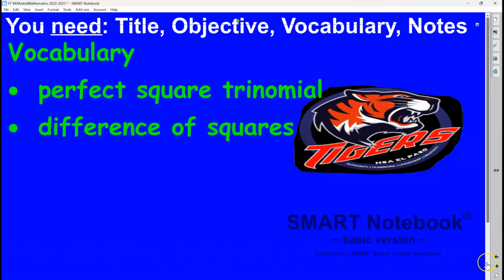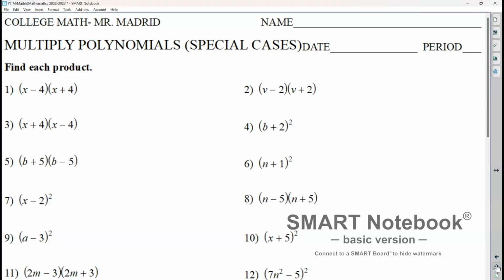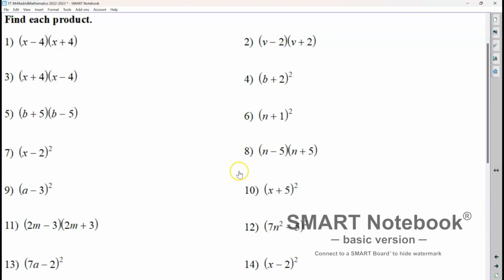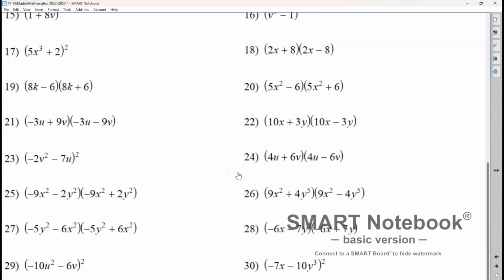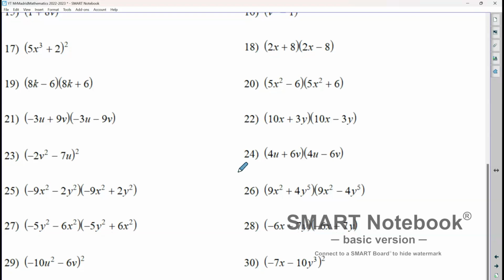As far as vocabulary, that's very important here. It's going to be perfect square trinomial and difference of squares. It's going to help you out with this section. So go ahead and pause the video and do that. We're looking here at multiplying polynomials still, but special cases. These special cases are still going to be easy for a lot of you because you're getting really good at this, but you've got to pay attention to the vocabulary and connect it so that you can use it as a springboard for other difficult situations.